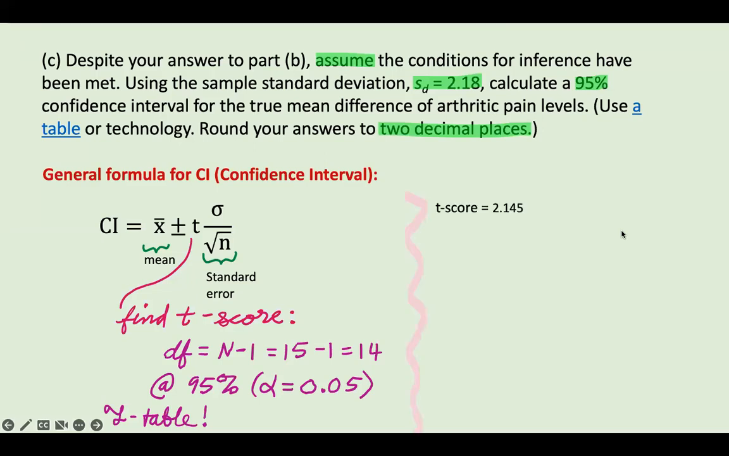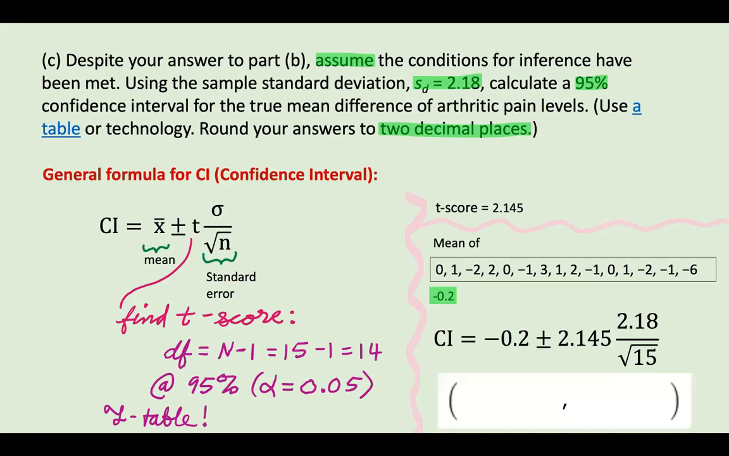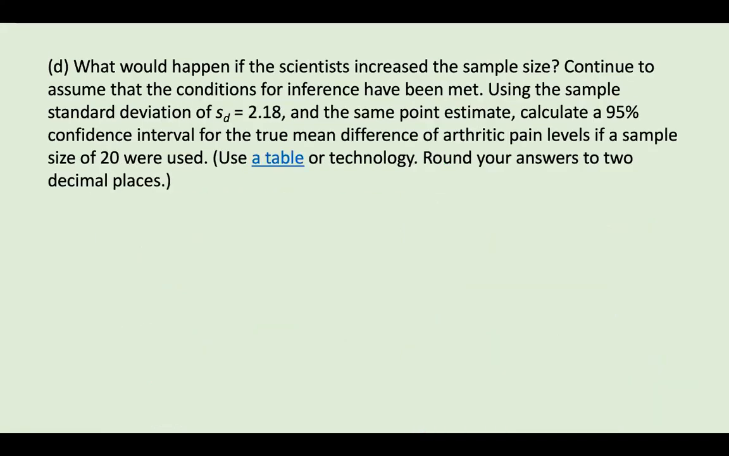As we see here, the t-score is 2.145. And we have a mean of, remember, the mean of this data set is negative 0.2. The confidence interval, plugging in all the numbers we need, we can get the confidence interval of negative 1.41 to 1.01. Now let's move on to part D.